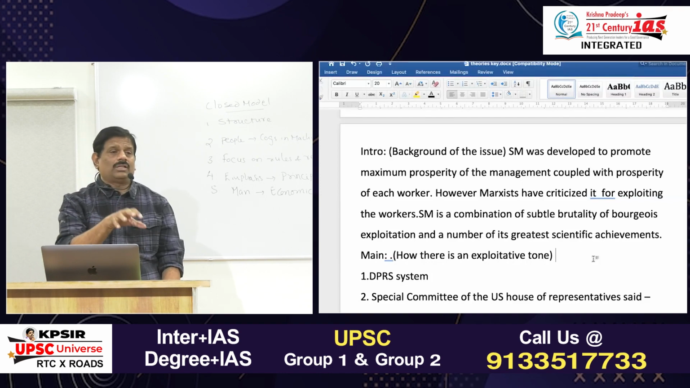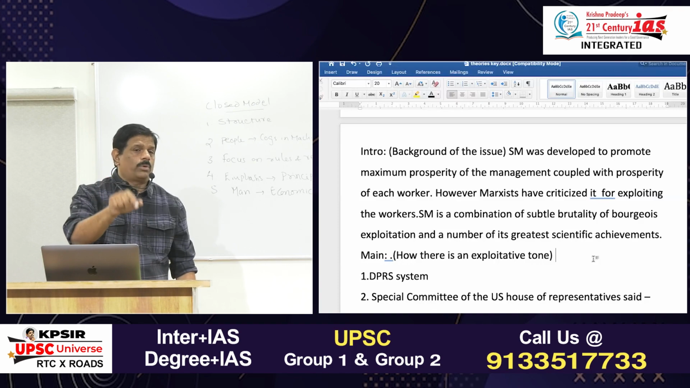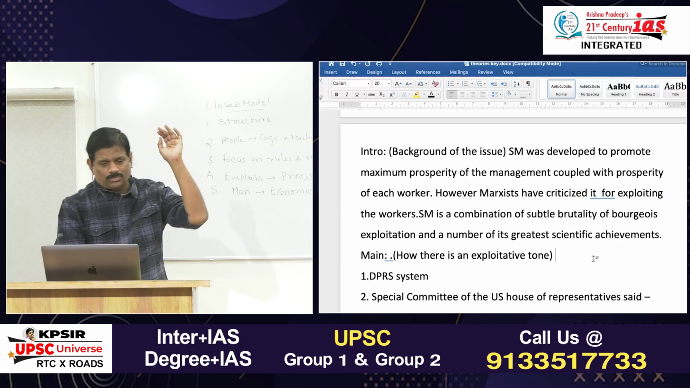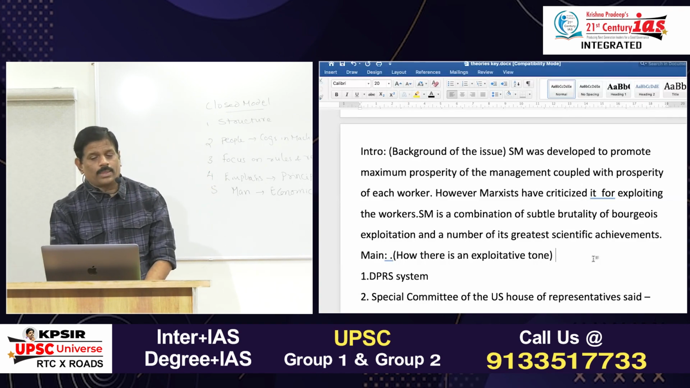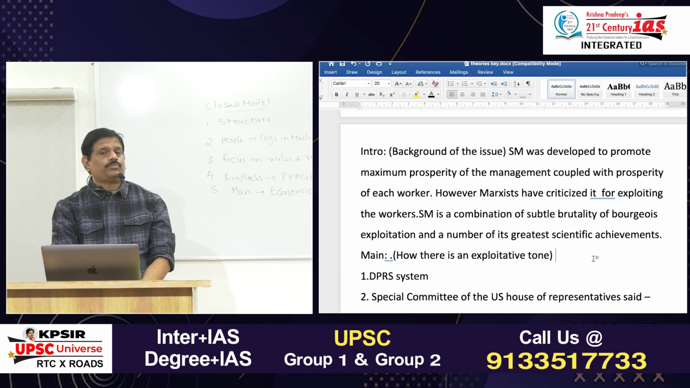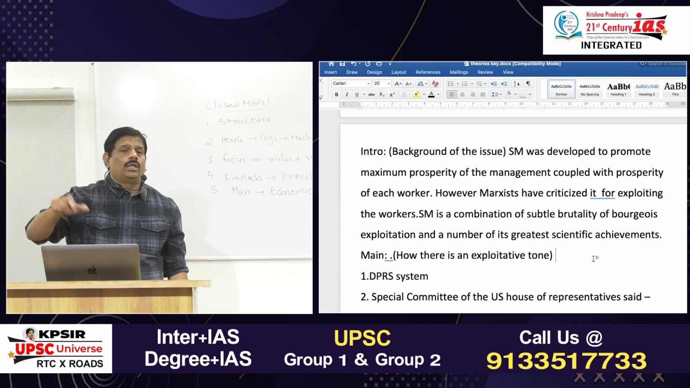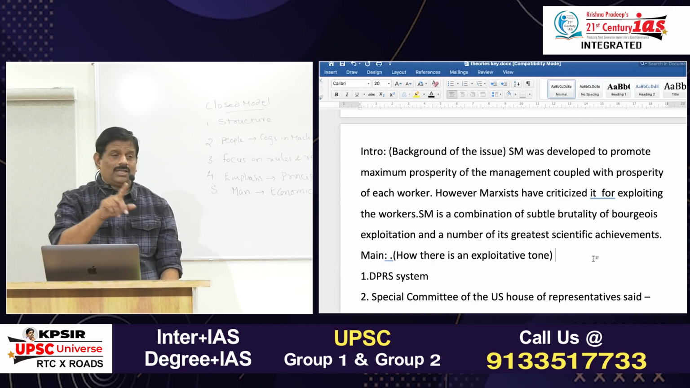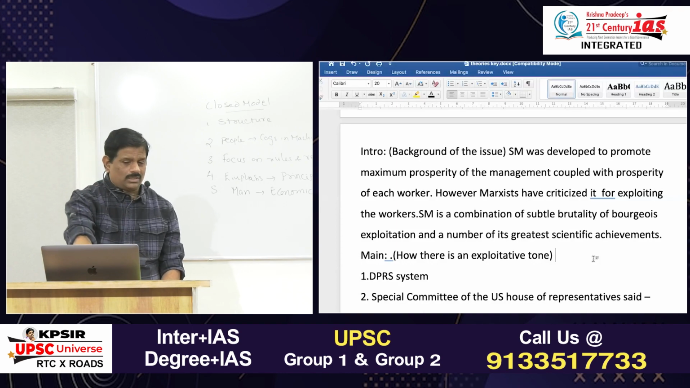However, Marxists have criticized it for exploiting the workers. Though it is insisting on prosperity of the worker also, Marxists, that is the communists, criticized that scientific management was actually exploiting the workers. And scientific management is a combination of subtle brutality of the bourgeoisie exploitation and a number of its greatest scientific achievements. What is this? Brutality of the bourgeois exploitation. Bourgeois means capitalist exploitation. And also a number of greatest scientific achievements which are helping to achieve the socialist order. That should be the introduction.